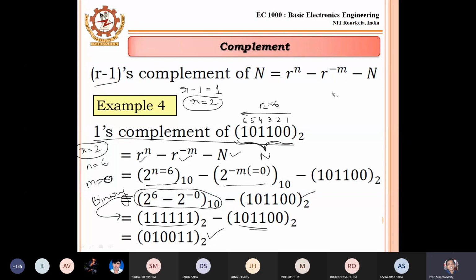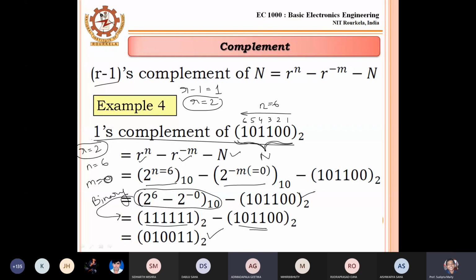Anyone facing any issue? Sir, I have a doubt. Yes. Sir, we have solved this question using r minus 1's complement. Can we solve this taking r's complement, taking r equal to 1? What is the problem over here? Define the problem first.